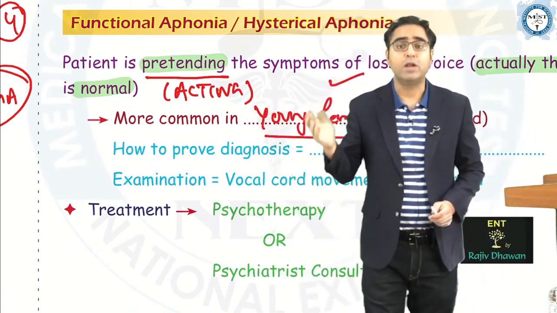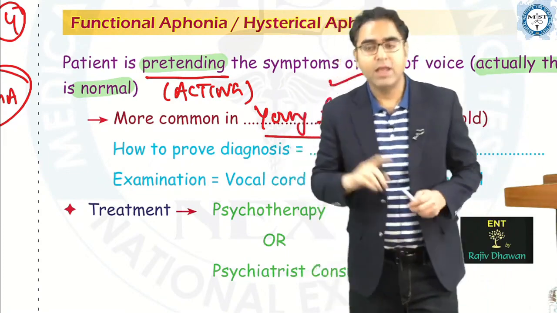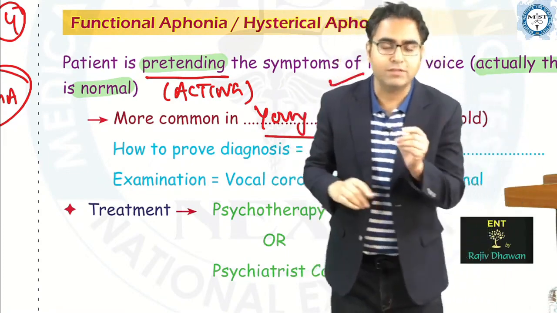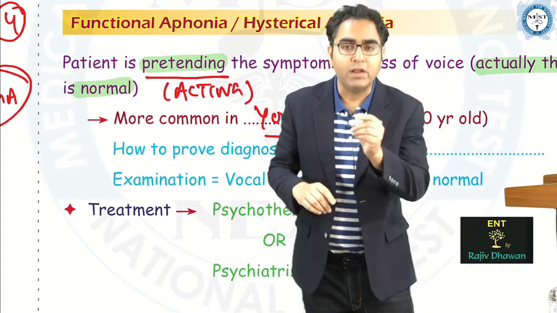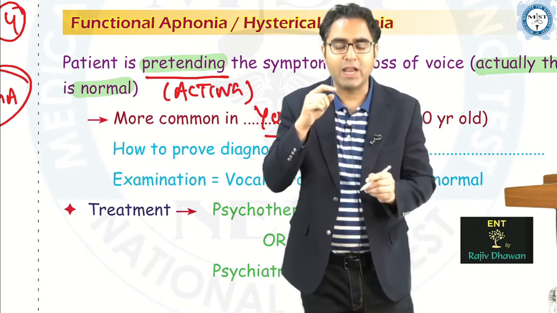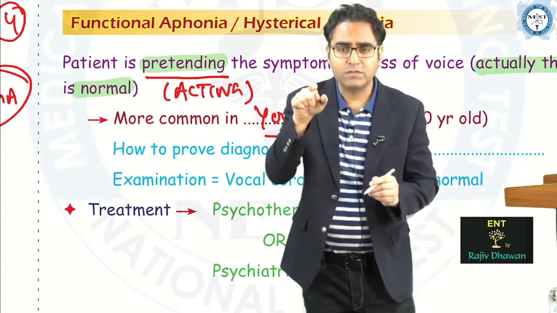When they say, our daughter has lost her voice suddenly, and you ask, what is the name? They say Anushka. What is the age? 20 years. You recall this lecture or ENT lecture. So, 20-year-old female, loss of voice, sudden.